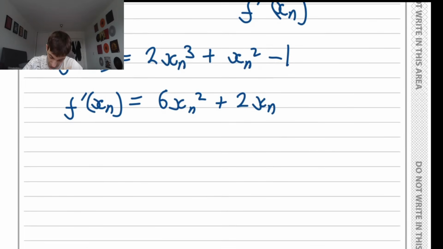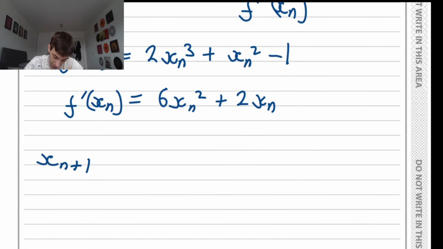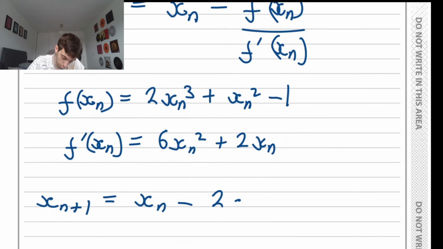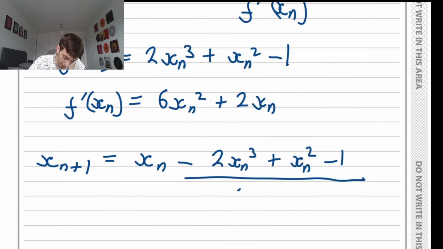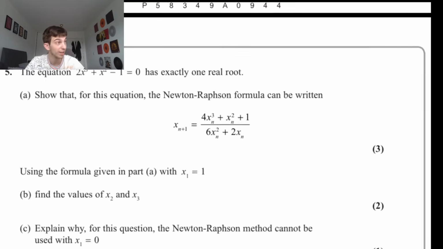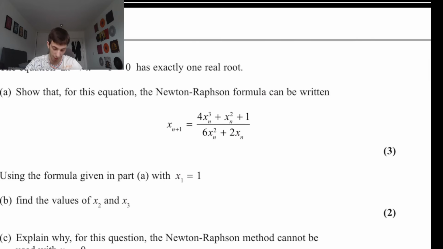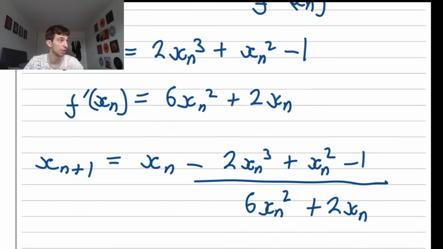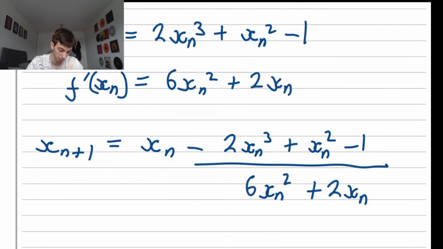So plugging everything in, we have that xn plus 1, just using that Newton-Raphson formula, is equal to xn take away f of xn, which is 2xn cubed plus xn squared minus 1, all over f dash of xn, so over 6xn squared plus 2 times xn. So let's see what they want. Well, their answer they have for part A, we have everything as one fraction, right? So we're going to have to multiply this xn, top and bottom, by 6xn squared plus 2 times xn to get the same denominator, so then we can add the fractions, or in this case, take them away.